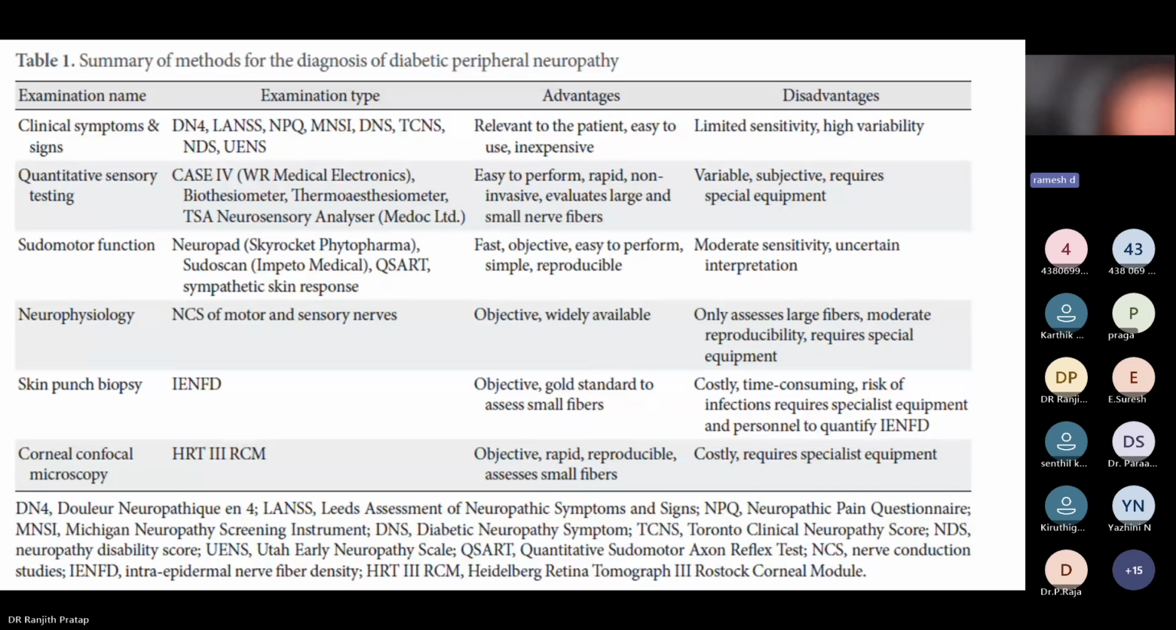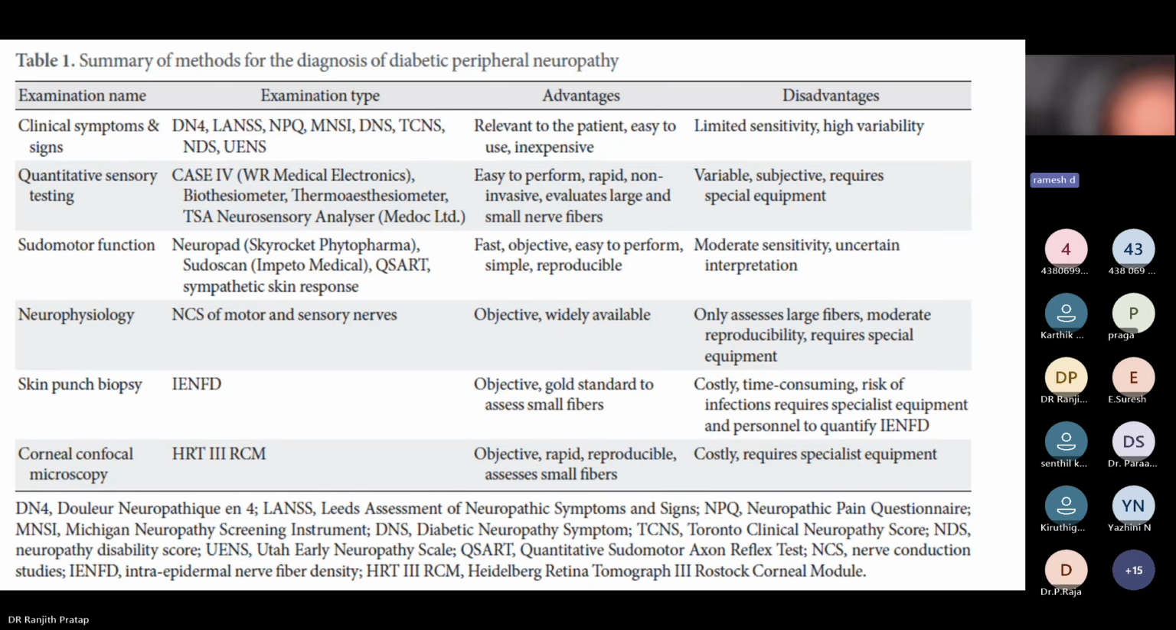Other tests are nerve conduction studies, a neurophysiological evaluation of motor and sensory nerve function, which is also objective and widely available. The disadvantages are that they only assess the large fibers, reproducibility is moderate, and they require special equipment. Skin punch biopsy assesses the intraepidermal nerve fiber density.